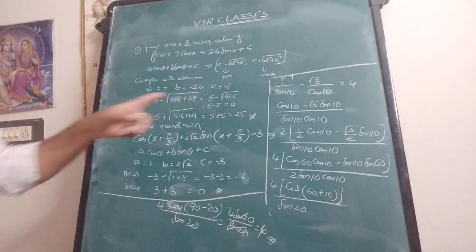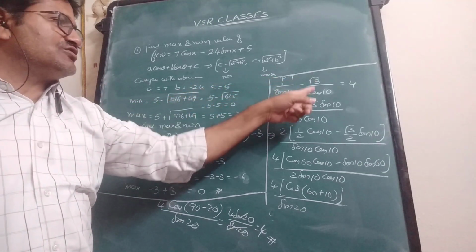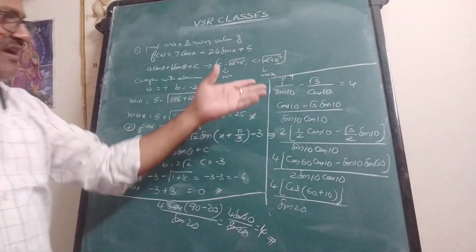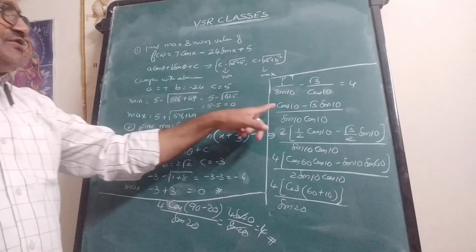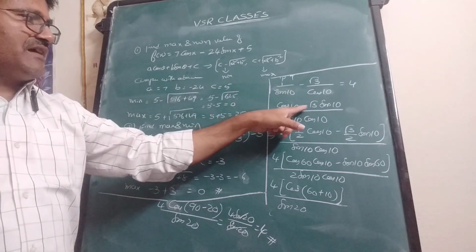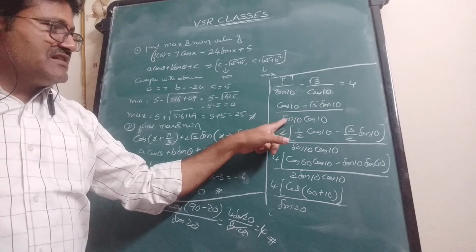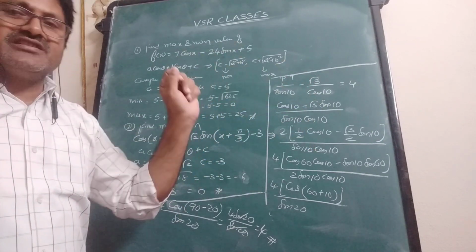Whenever it is given, prove that 1 by sin 10 minus root 3 by cos 10 is equal to 4. So many times it is repeated in your IPE. So take the LCM: cos 10 minus root 3 sin 10 divided by sin 10 cos 10. We have to prove that this is equal to 4.